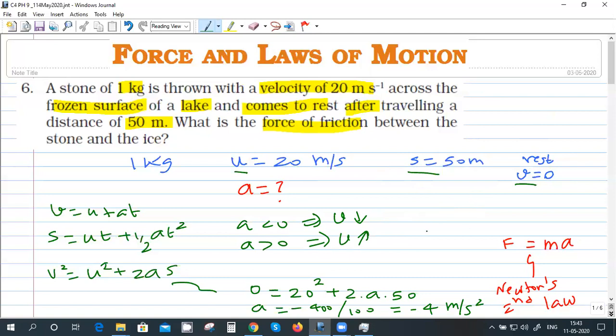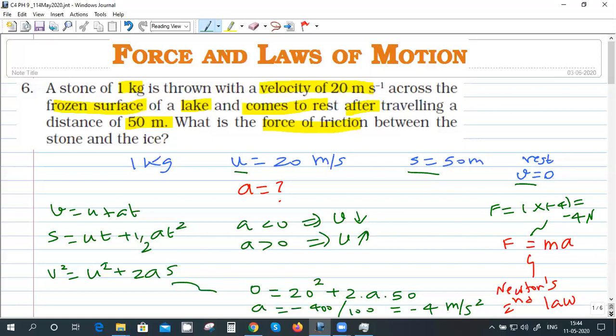Now what is the force? Use this one. So from this you get force as mass, which is 1, into acceleration, minus 4. So this is equal to minus 4. What is the unit? Newtons. And what does the minus indicate? No, the force is retarding. The force can either increase the speed of the mass or decrease the speed of the mass, right? Similar to acceleration, negative means it's a retarding force.